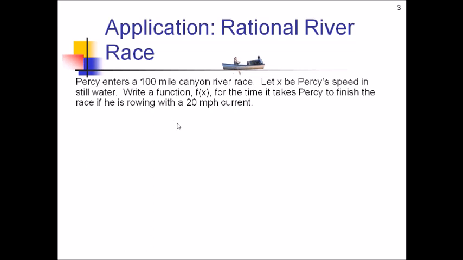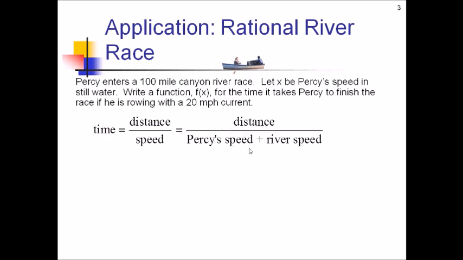All right, let's see what you came up with. Now, in general, the time is going to be the distance divided by the speed. And the distance, I mean, it is what it is. It's 100 miles. The speed is the 20-mile current plus however fast Percy is rowing. So for distance, we can write 100. For Percy's speed, well, they told us in the problem, let x be Percy's speed, and then we're adding another 20 miles per hour to that. So 100 over x plus 20, that's going to be our function.